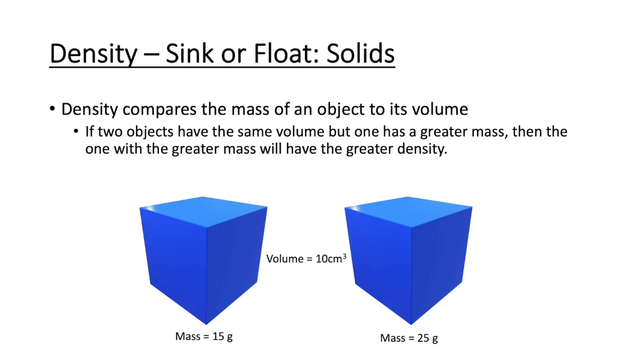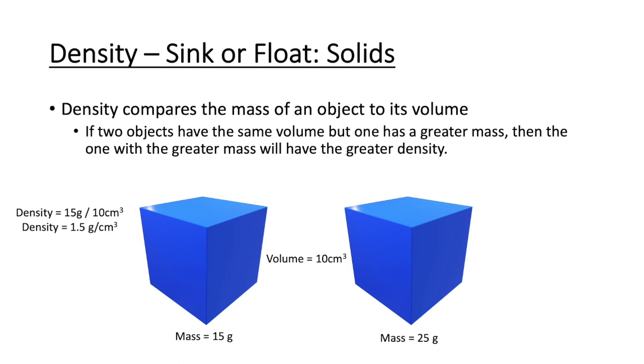Well, let's go ahead and calculate the densities of each of these cubes to know for certain which one has the greater density. So we'll start off by calculating the density of the one with the mass of 15 grams. So again, we go back to that equation, right? Density is equal to mass divided by volume. So in this case, we do 15 grams divided by 10 centimeters cubed. And that would get us a final density of 1.5 grams per centimeter cubed.